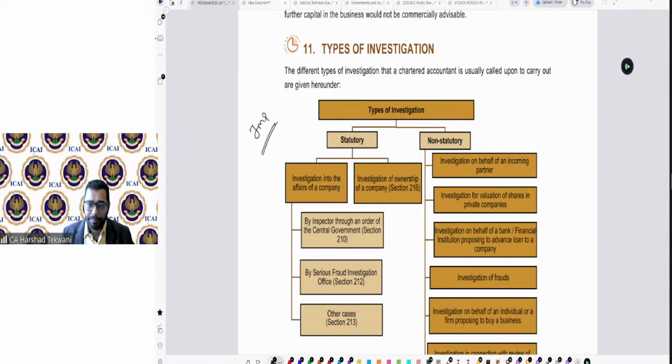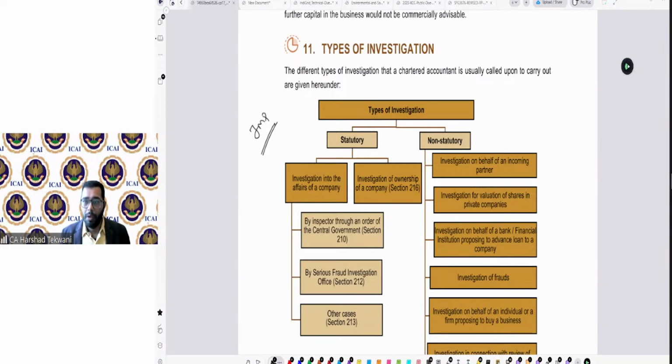For example, investigations can be statutory or non-statutory. Statutory means that it is prescribed by a law or regulation, which we are seeing for the first time, which was not there in the case of due diligence. Law or regulation never prescribed a due diligence, but here law may prescribe the investigation.